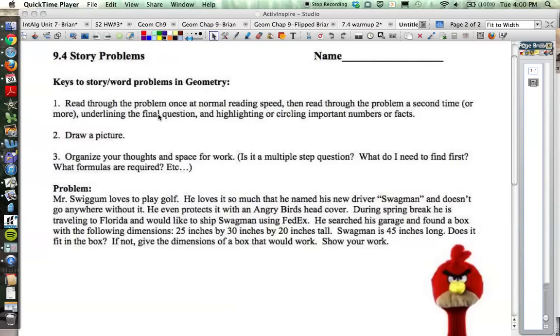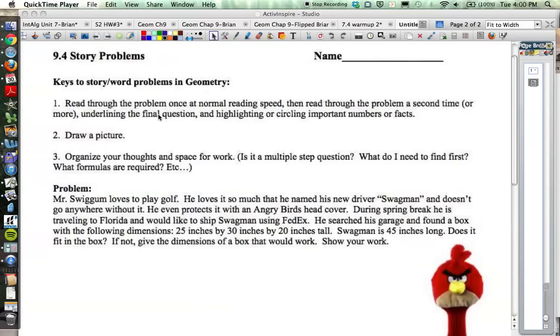So let's take a look at some of the keys to story and word problems in geometry, at least what I think are some of the keys. What I wrote down is that, number one, you should read through the problem once at normal reading speed, then read through the problem a second time, or more if you need to, underlining the final question and highlighting or circling important numbers or facts.